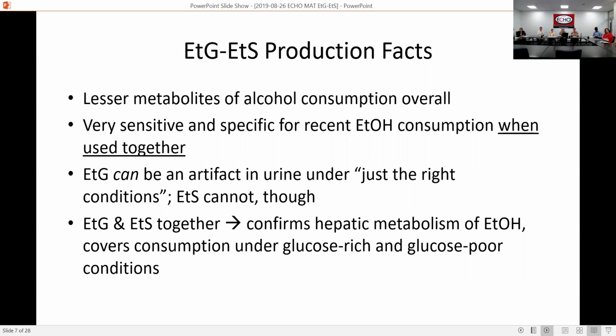When you pair ethyl glucuronide and ethyl sulfate, that's your best opportunity to know what's going on because of the liver status and the question marks about spurious ETG production or artifactual in other conditions. ETS, though, is a liver product. It means ethanol went through the liver. So that's kind of the harder one to argue against, is ethyl sulfate. So anyway, ETG and ETS, put them together, we can confirm that it's been through the liver, and then we can kind of adjust it to glucose-rich and poor conditions.